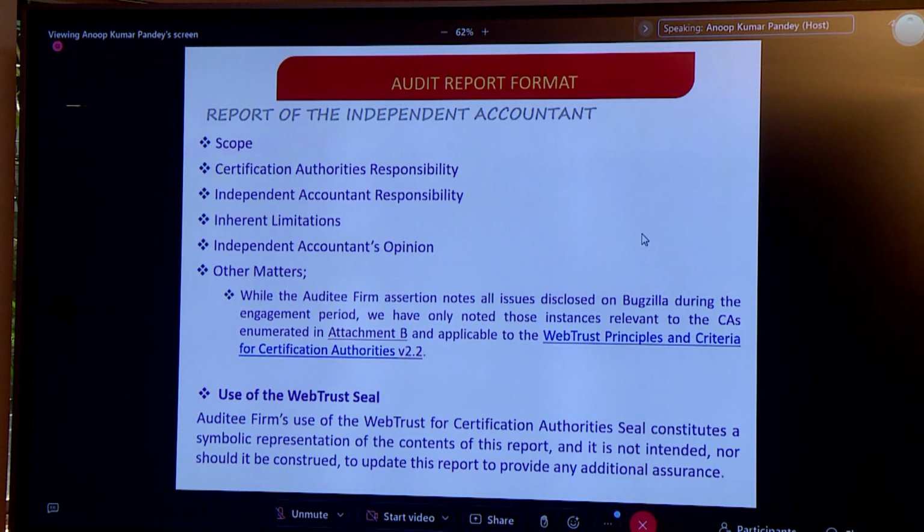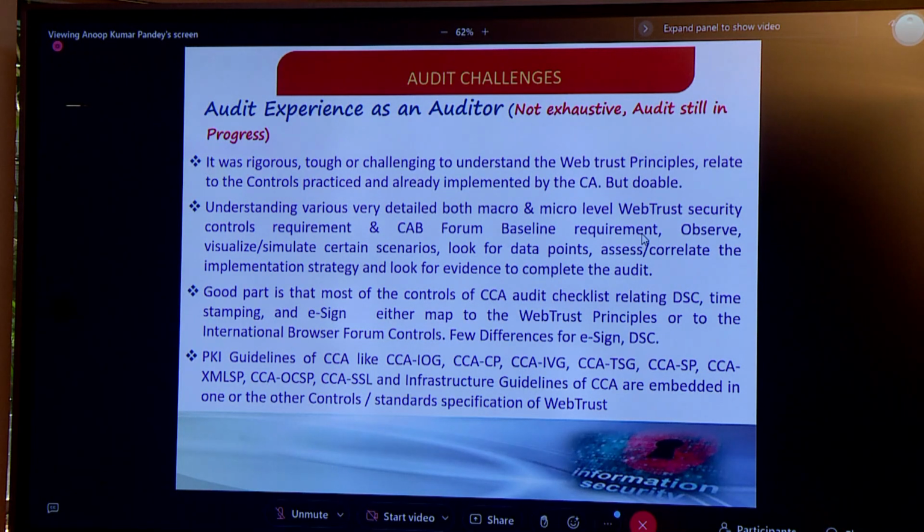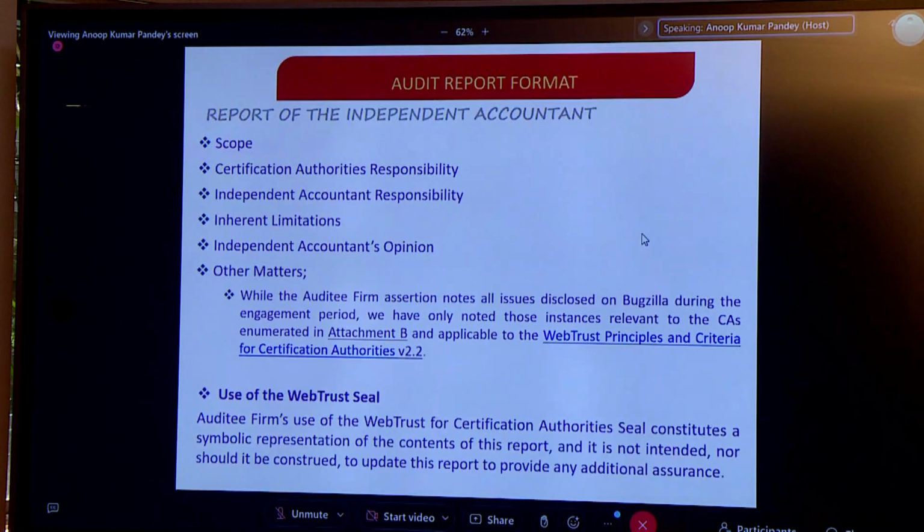The PKI guidelines of CCA, like CCA IOG, CP, IVG, TSG, SP, XMLSP, OCSP, SSL, and all infrastructure guidelines, are already embedded in one or the other controls of the WebTrust standards. It is not something completely new or strange. Many of these guidelines issued by CCA are already available in one of the other forums, either the browser forum or the WebTrust framework document. So it is not completely new, like Greek or Latin. We can always correlate CCA related guidelines with WebTrust and immediately understand.